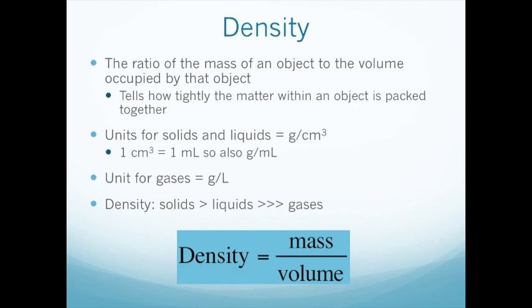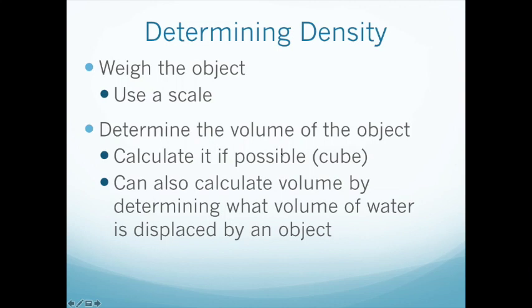Density is equal to mass divided by volume, and this is shown in the units. So there are units of mass divided by volume. To determine density, you weigh the object using a scale, and then you determine the volume of the object, calculating it if possible if you have something like a cube with measurable edges.